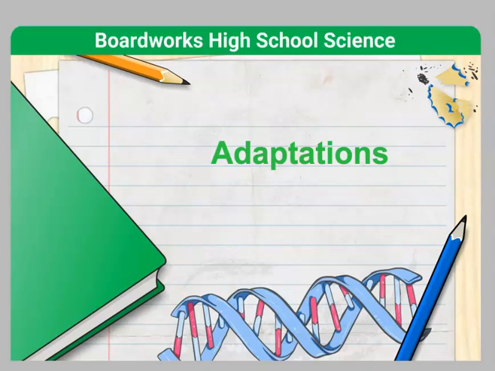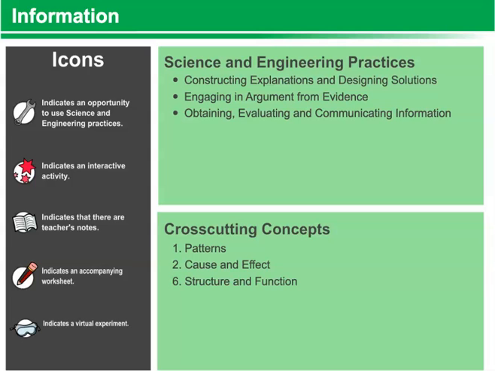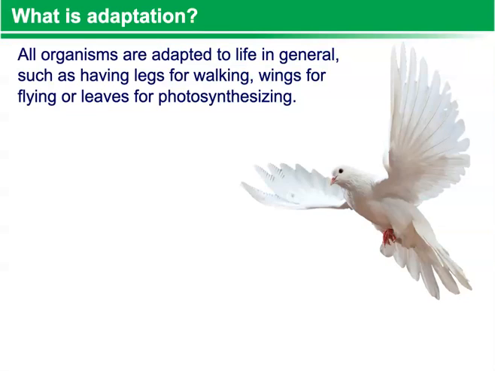We're going to start off our evolution unit talking about adaptations. Our science and engineering practices for this lesson include constructing explanations and designing solutions, engaging in argument from evidence, obtaining, evaluating, and communicating information. And our cross-cutting concepts include patterns, cause and effect, and structure and function. So let's get into it.